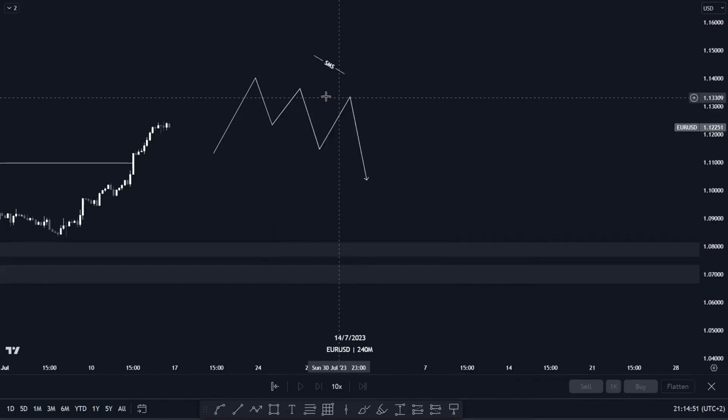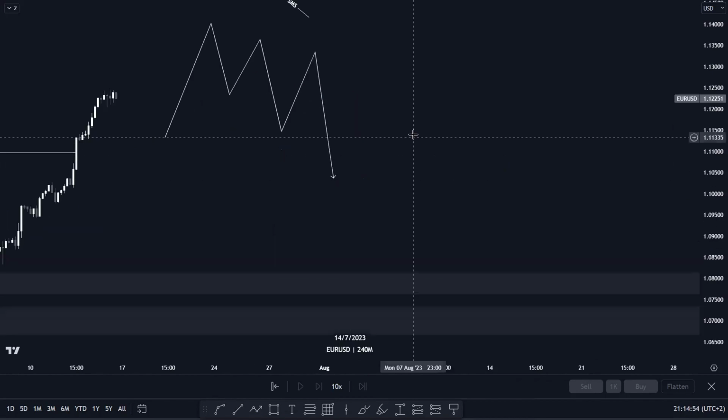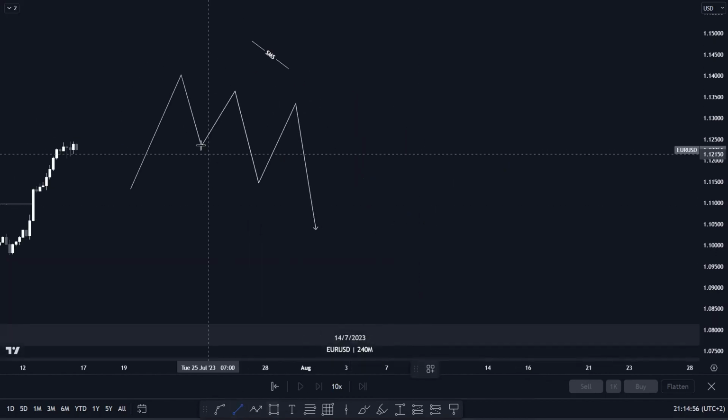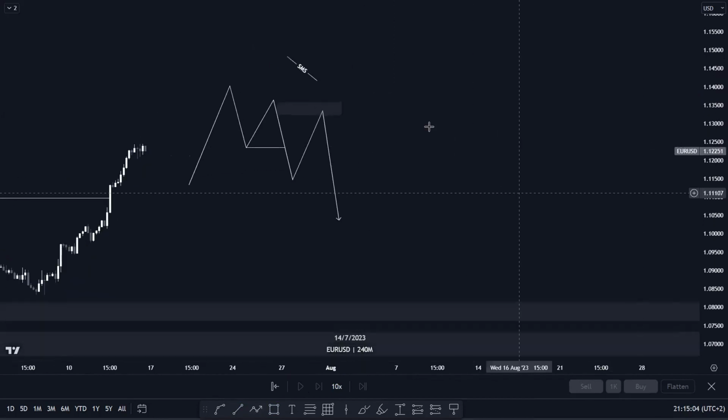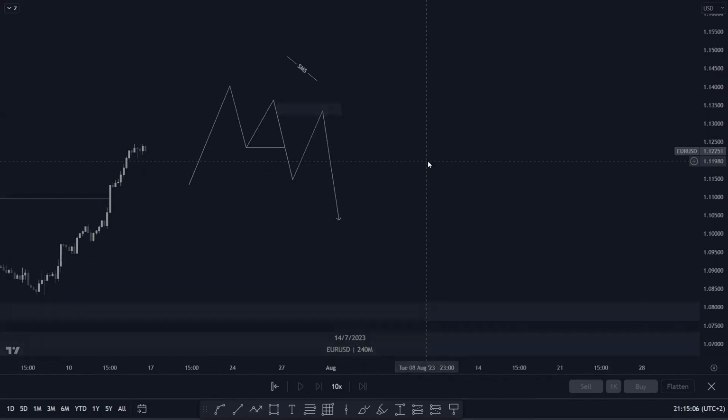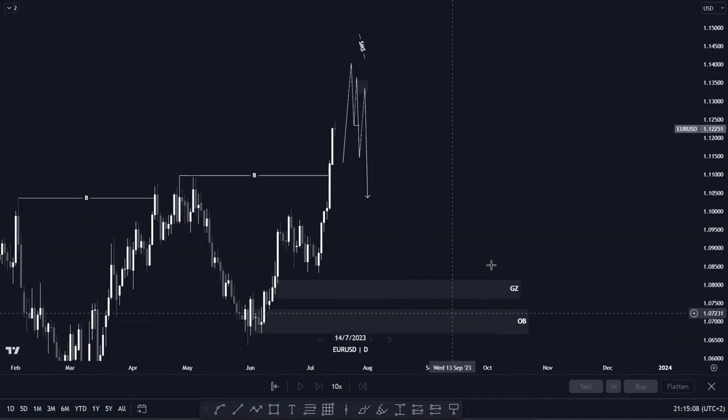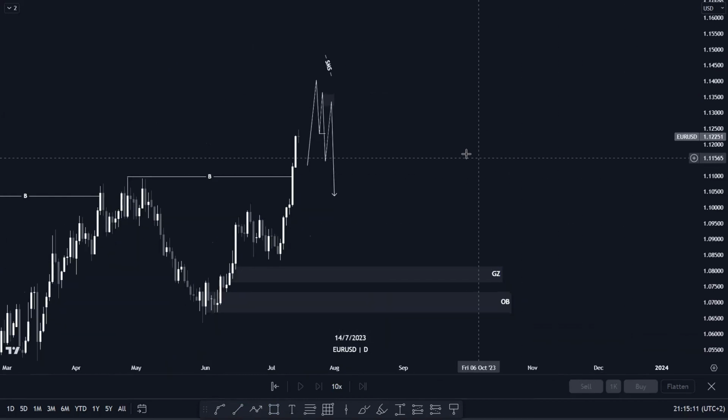So basically this is going to be our SMS, and we're going to take our entries here at this lower high to push price down to our golden zone or our order block. Okay, so that's it for Euro USD.